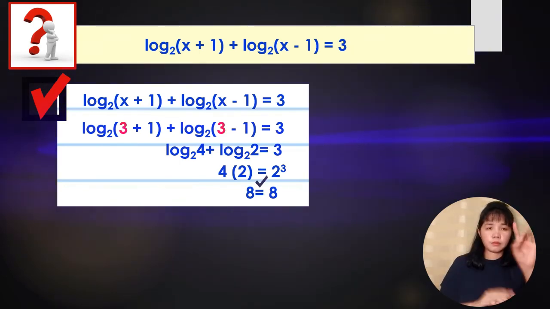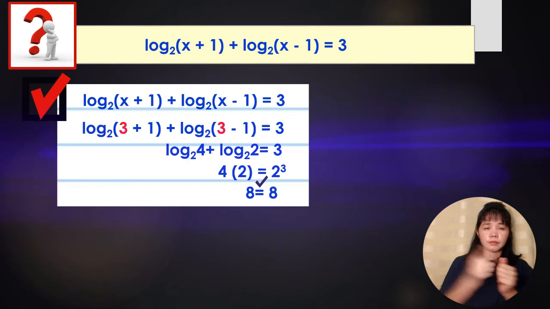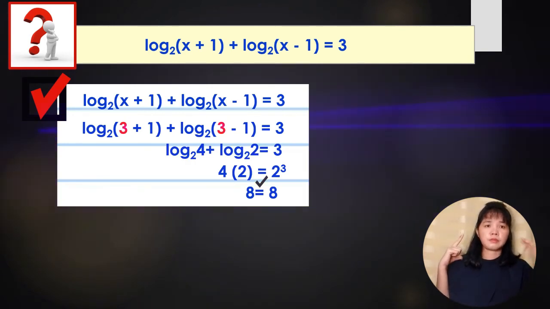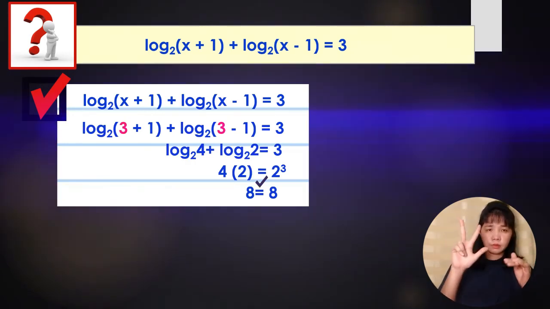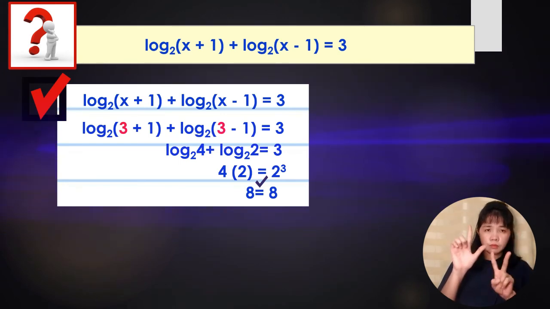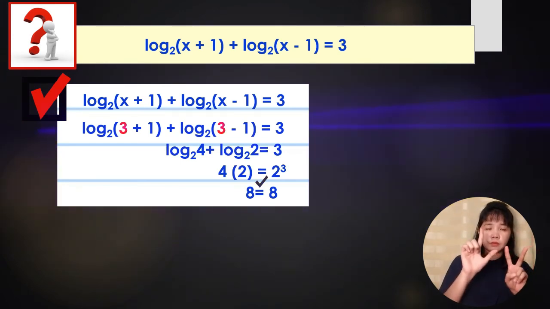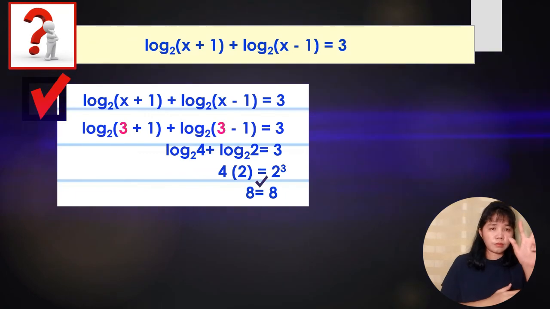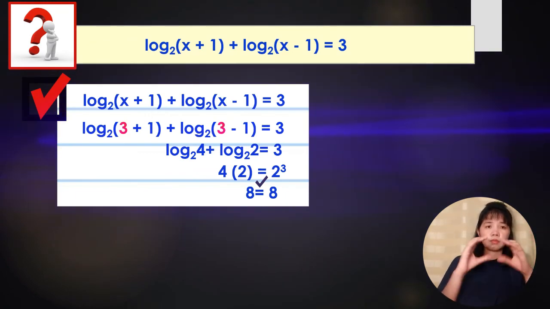Therefore, the left side and the right side of the given equation are equal. Therefore, 3 is also a solution. So both positive 3 and negative 3 are solutions of the logarithm of quantity x plus 1 to the base 2 plus the logarithm of x minus 1 to the base 2 equals 3. And that ends our session for today.